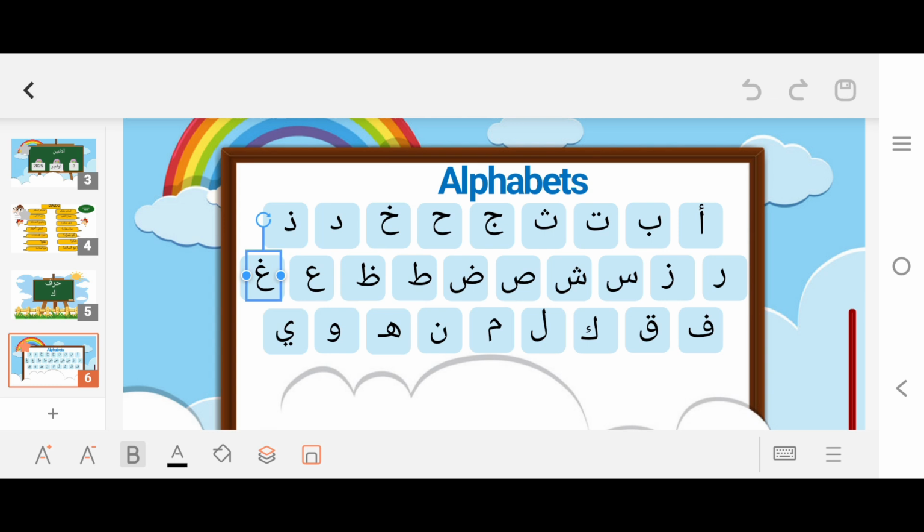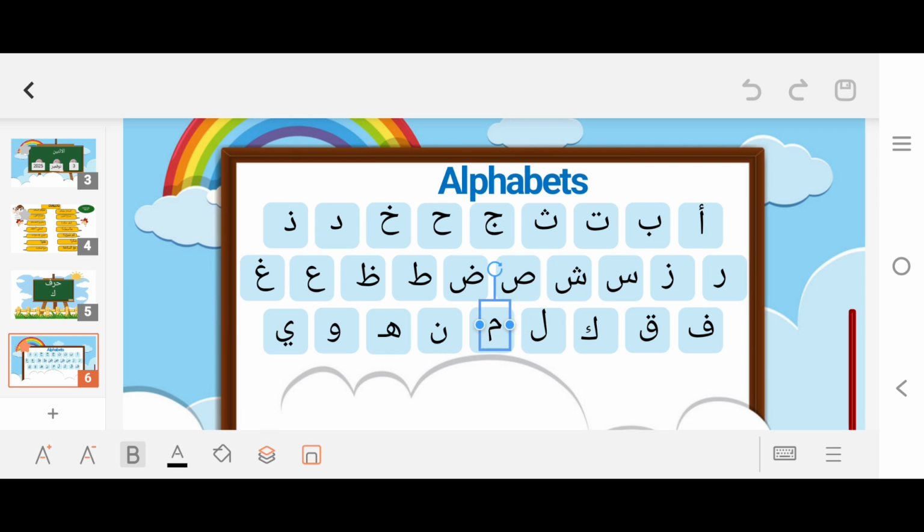See the letters carefully. And the next one is Fa. And the next one is Qaf. And the next one is Kaf.